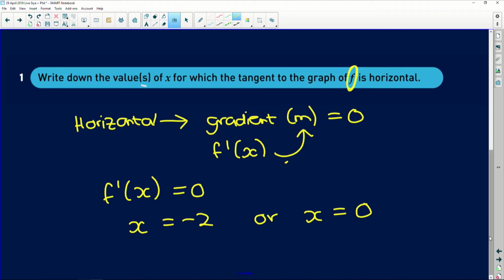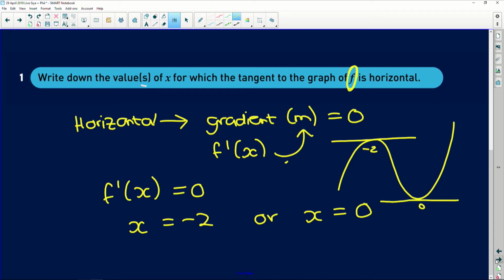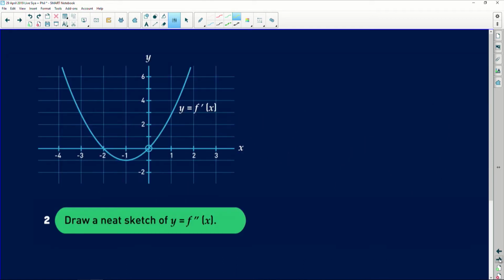So we have x is equal to -2 or x is equal to 0. Easy peasy, because we're going to have this cubic function here. At x equals -2, there's going to be a horizontal tangent, and at x equals 0, there's going to be another horizontal tangent. Okay, let's move on to the second part.